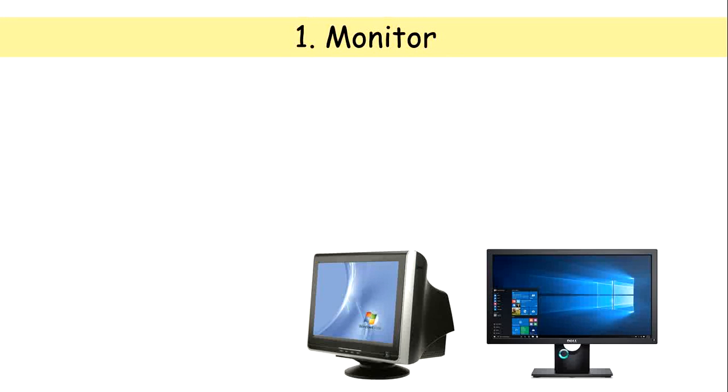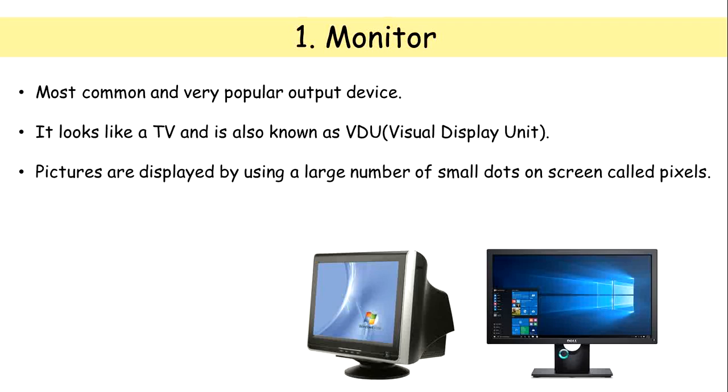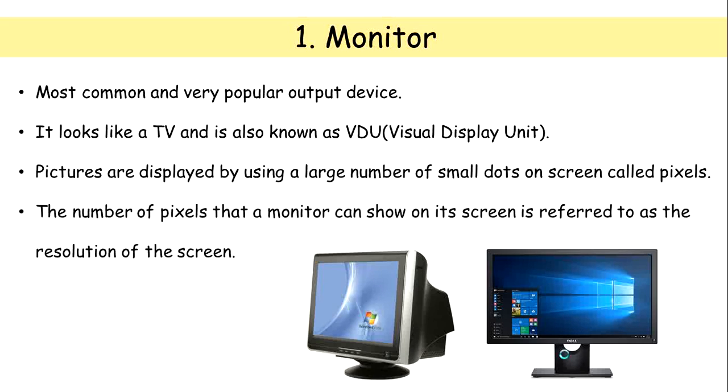Now we are discussing the first output device, that is the monitor. It is the most common and very popular output device. It looks like a TV and it is also known as VDU. VDU stands for Visual Display Unit. Pictures are displayed by using a large number of small dots on the screen called pixels. The number of pixels that a monitor can show on its screen is referred to as the resolution of the screen.